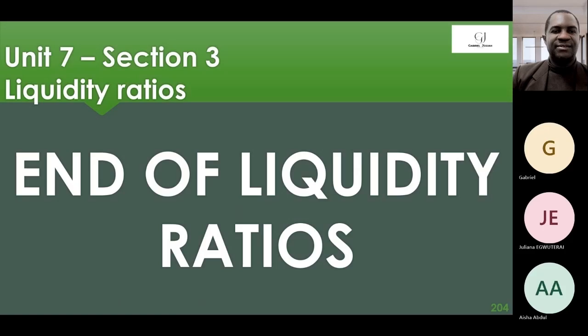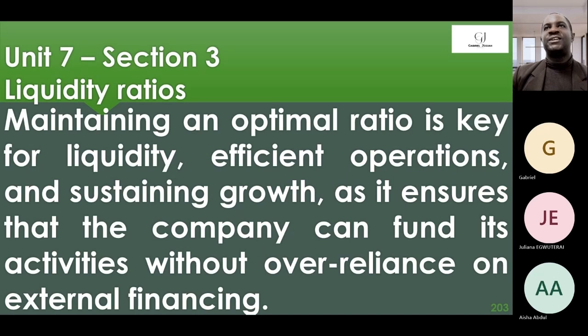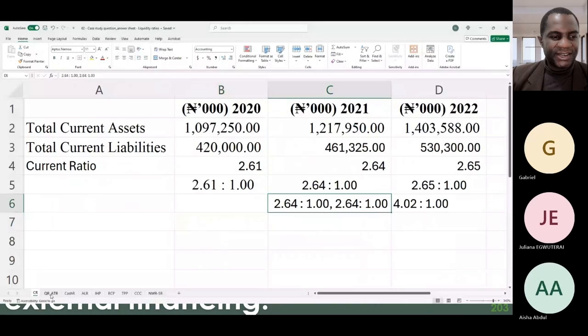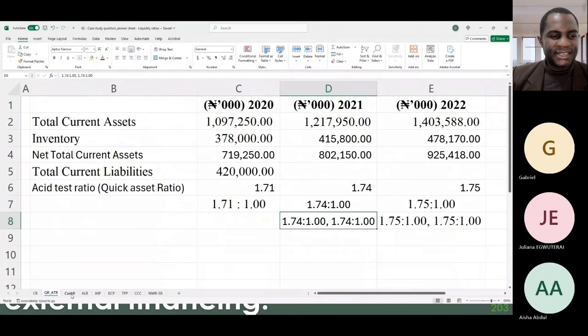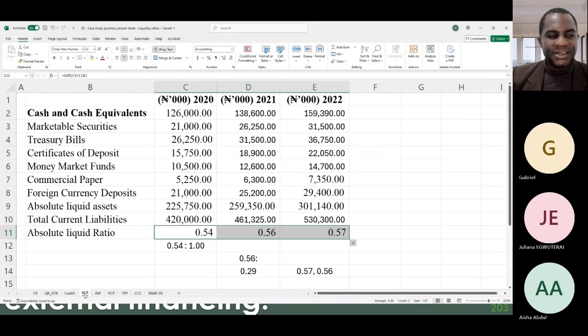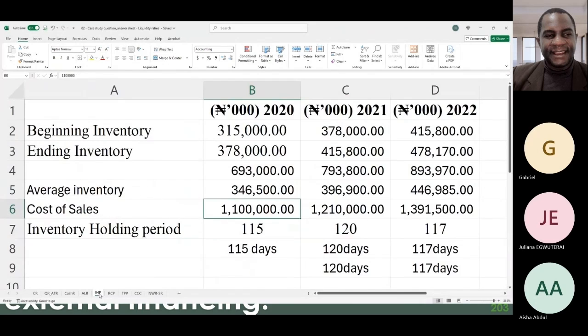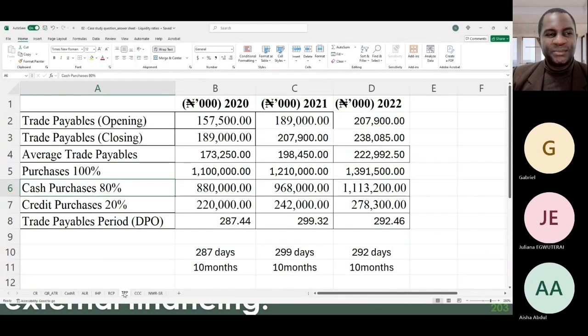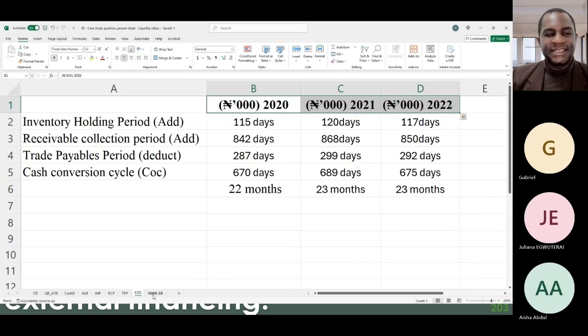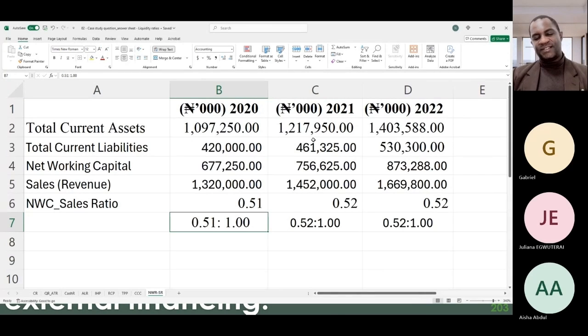All right, so that will be the end of liquidity ratios. Do we have any question? We've looked at current, quick asset, cash, absolute liquid, inventory holding, receivables collection, trade payables, cash operating, and net working capital to sales. So do we have any questions? We looked at nine. Wow.